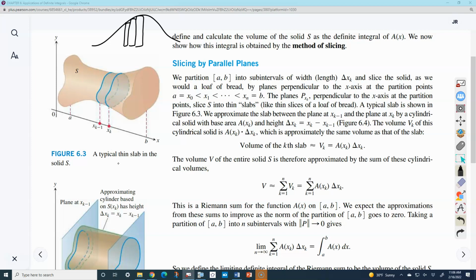All right, so the volume of the kth slice is equal to the area of the kth slice times delta x, which is like the thickness of that slice. Well, coming here, we have the volume is approximately equal to all the little volumes added together, and all those little volumes are the area of the face of the slice times the thickness of the slice. Area times the thickness.